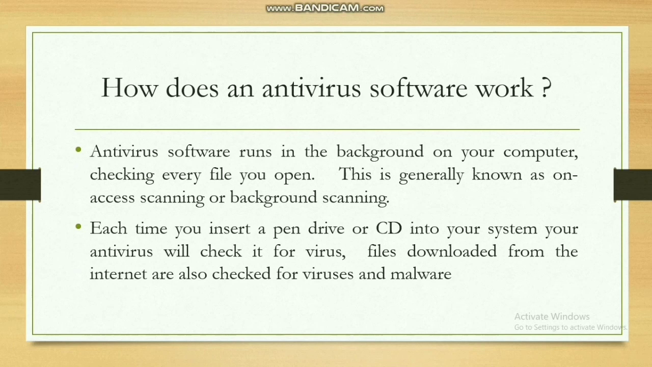Antivirus software, how it works. Antivirus software runs in the background of your computer, checking every file you open, and this is generally known as on-access scanning or background scanning. Each time you insert a pen drive or a CD into your system, your antivirus will check it for viruses. Files downloaded from the internet are also checked for viruses and malware. And this is the end of the chapter, antivirus.